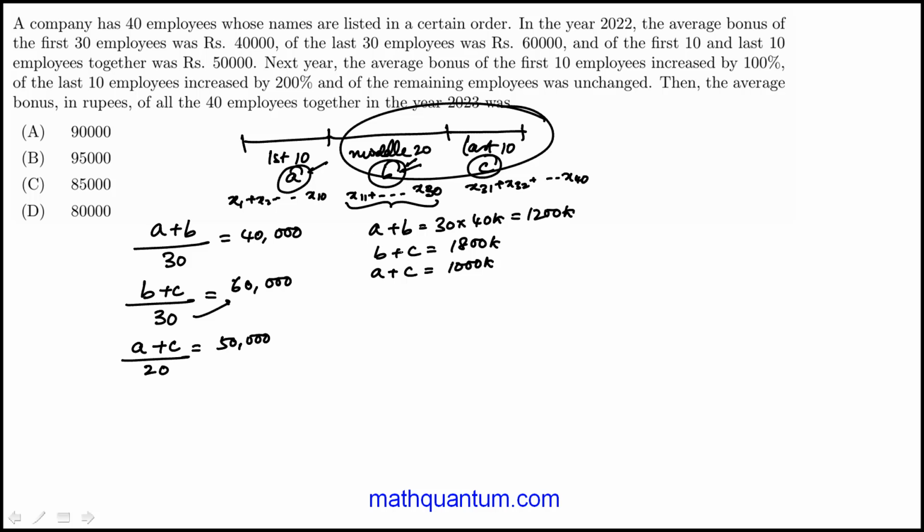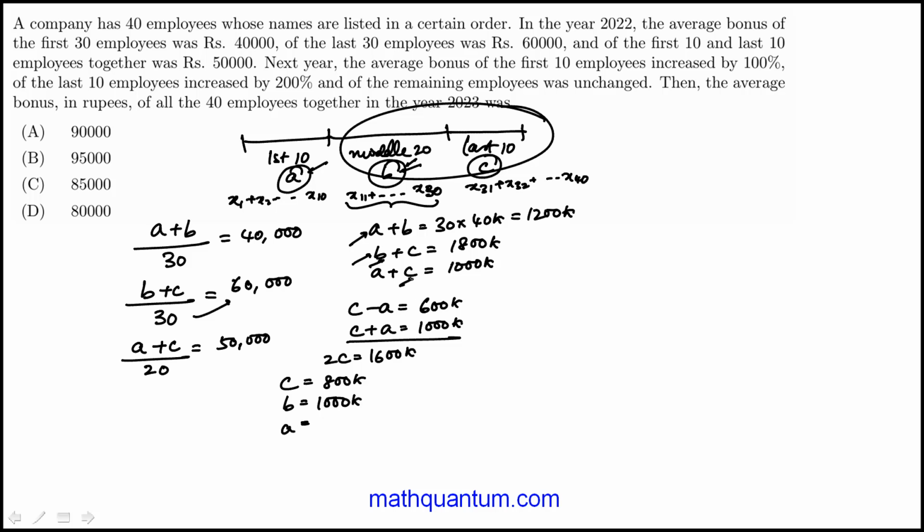I will subtract this first equation from the second, and you would get C minus A is equal to 600K. We have C plus A is 1000K. If I add them, 2C is 1600K. So C is 800K. From this, B is 1000K. And then A, subtracting that 800K from 1000K, would be 200K. So I know what my A, B, and C are.